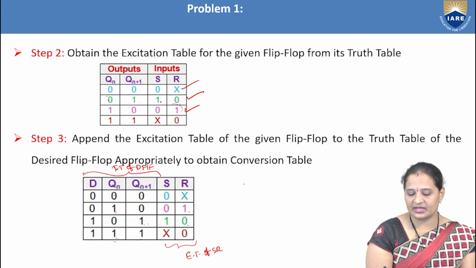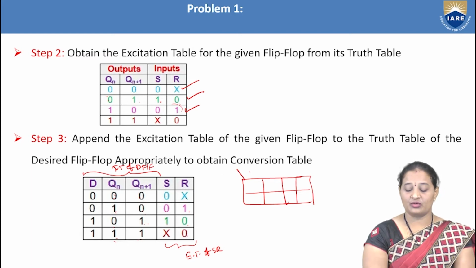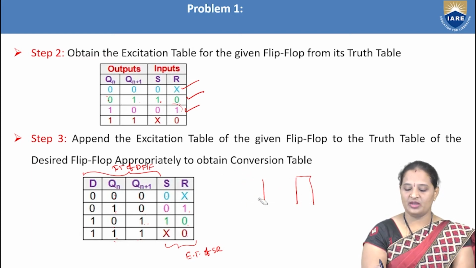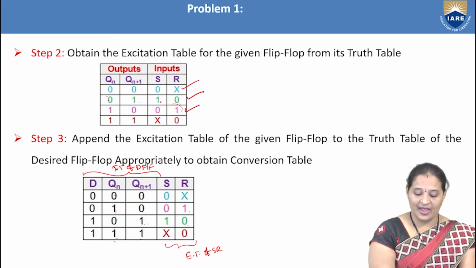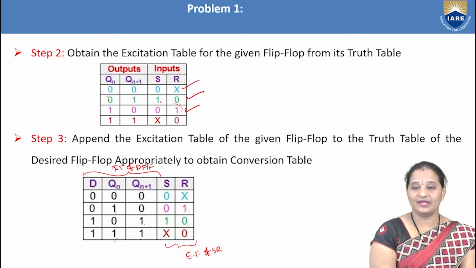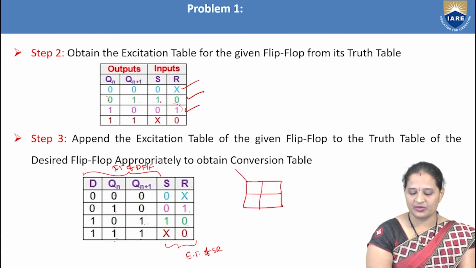Now let us draw the K-map again for getting the S and R inputs here. We need to derive the expressions for S and R in terms of D and Qn. So how many variable K-map is required? Only a 2 variable K-map is required. So this is a 2 variable K-map with D and Qn, 0, 1, 0, 1.